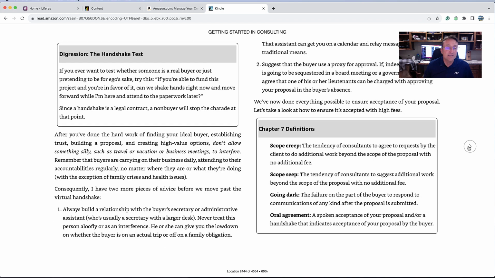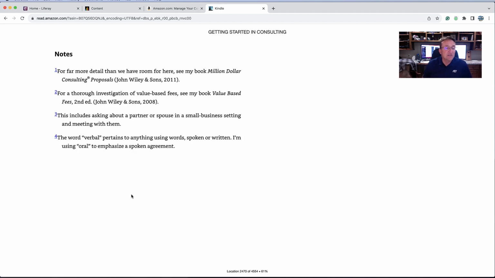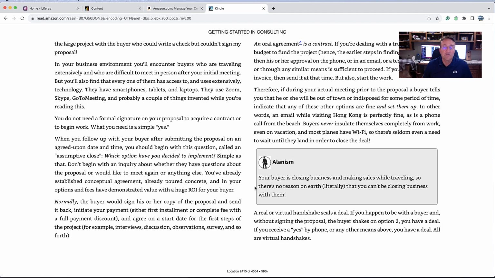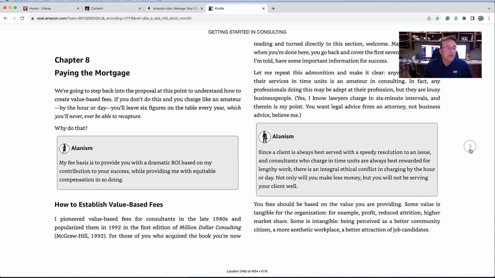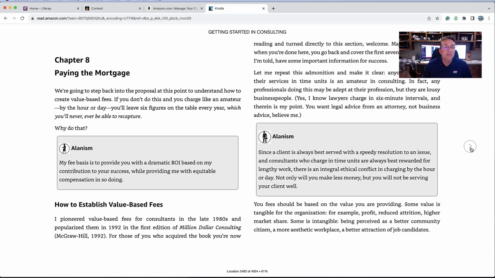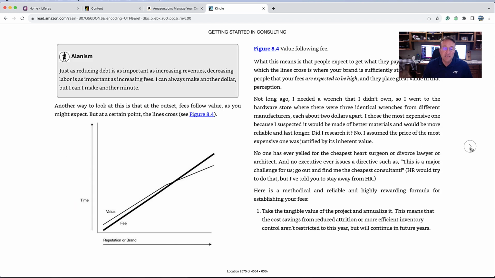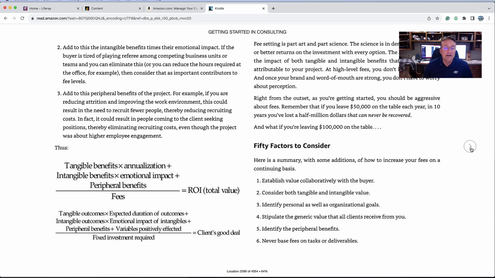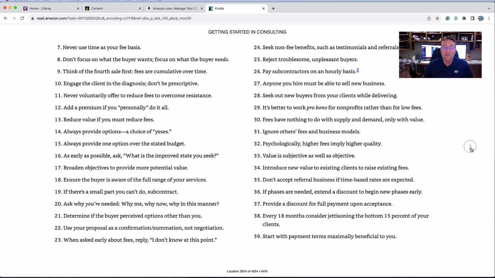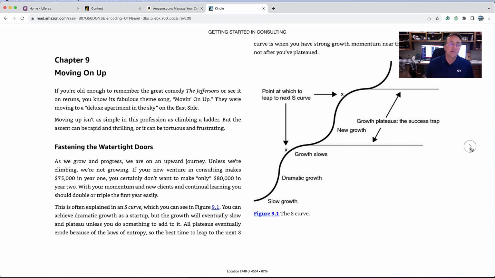As far as going through, the next is chapter 8, paying the mortgage, how to establish fees. And so he goes through establishing fees. This is an important part I think you should work on as well. He talks about fee formulas. And so he goes through these different examples, which is important to look at. I think factors to consider when you are establishing your fees. And so he's got a return on investment here, I think is pretty important as well. And then he talks about building collaborations. So anyway, that's chapter 8.